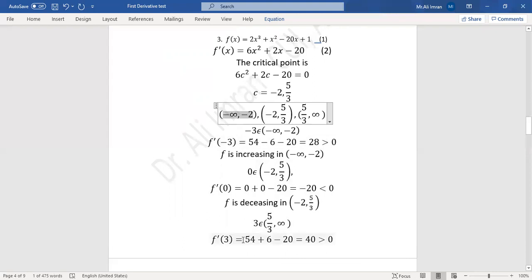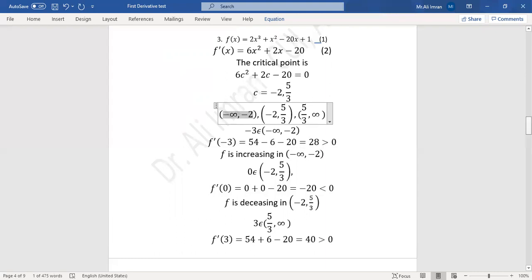F prime of 3 is equal to 54 plus 6 minus 20, which is equal to 40 and greater than 0. It means that the function is increasing in the third interval. In the first interval, the function is increasing; in the second interval, the function is decreasing; and in the third interval, the function is increasing.